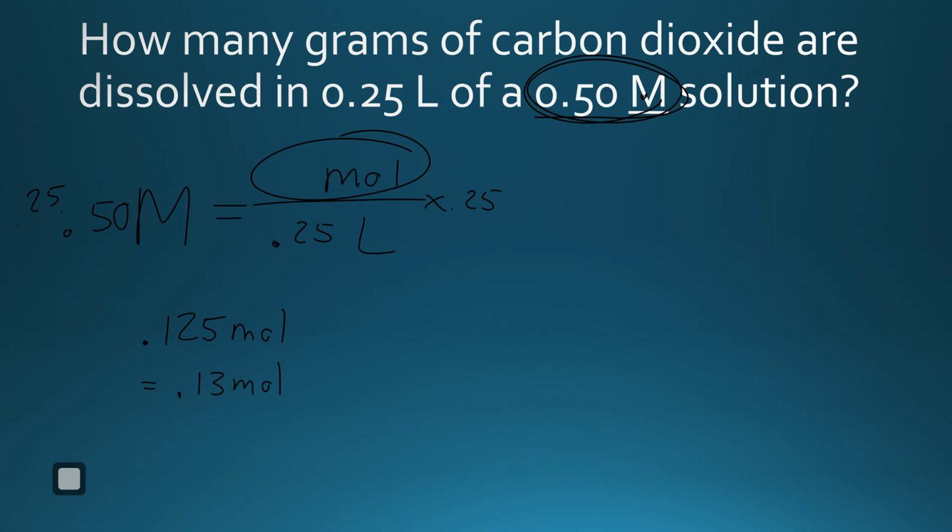Okay? And this is moles of carbon dioxide. So I now need to change that over. 0.13 moles of CO2. Moles on the bottom, grams on top. 1 mole, 44.01 grams. 0.13 times 44.01. I'm getting basically 5.7 grams of carbon dioxide would have to be dissolved.